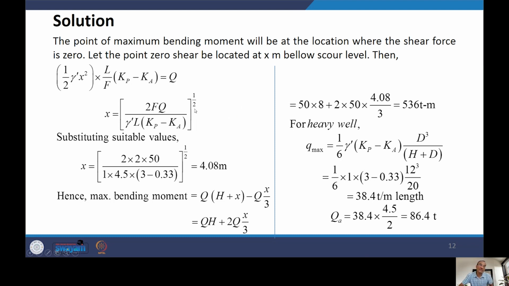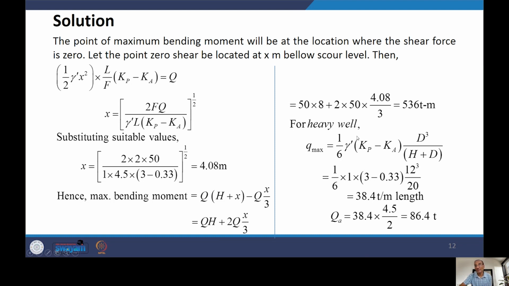Once x is known, this is the point of zero shear force, then the maximum bending moment can be found as Q into (H plus x) minus Q into x by 3. So once you solve it, you get QH plus twice Q x by 3. And once you put in the numbers here, 50 into 8 plus 2 into 15, you get 536 ton meter. So the maximum value of bending moment for this case is 536 ton meter.